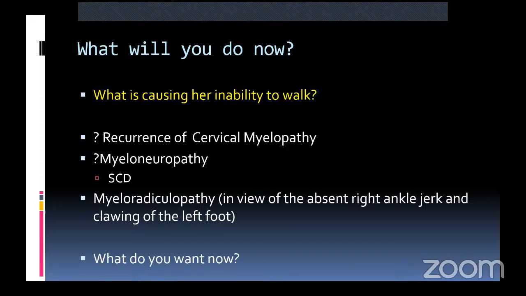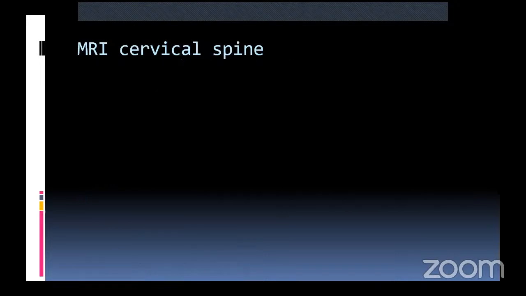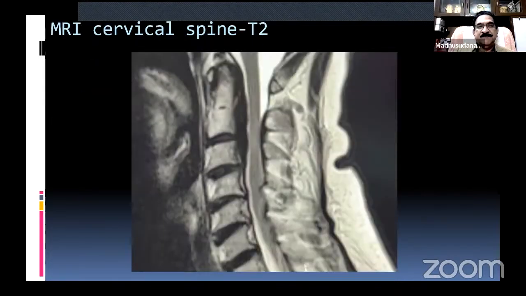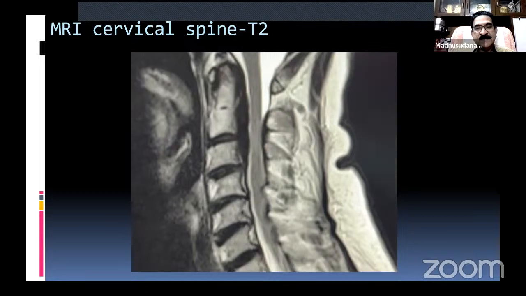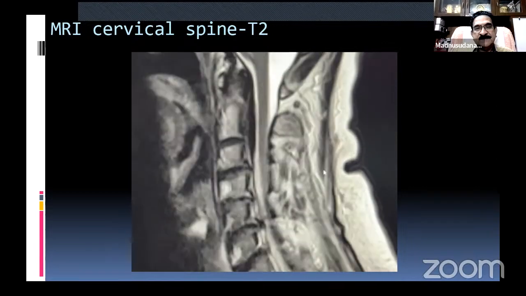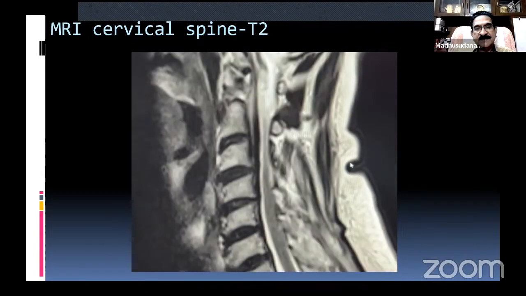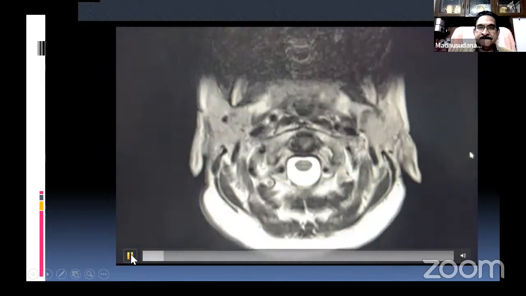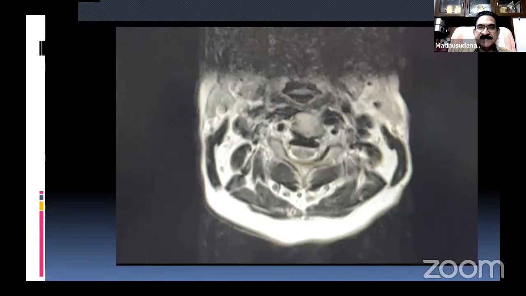Present MRI, cervical. Pardon? Repeat the MRI, sir. Repeat MRI with contrast. Okay, repeat MRI with contrast. This is the repeat MRI cervical spine. The lesion is the same, not much of a difference. This is the sagittal cut. This is the axial cut. That is post-decompression.